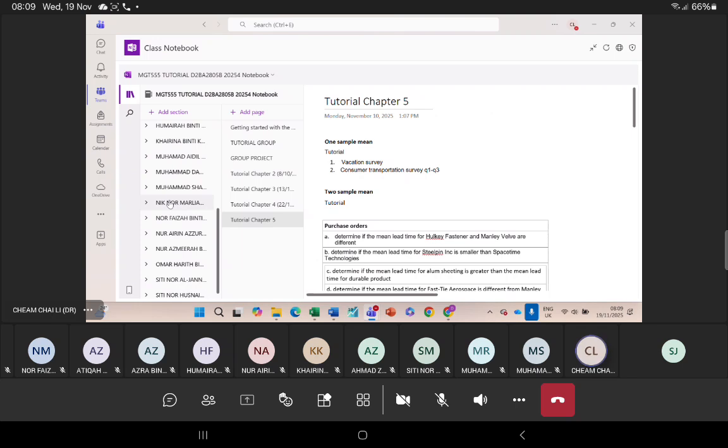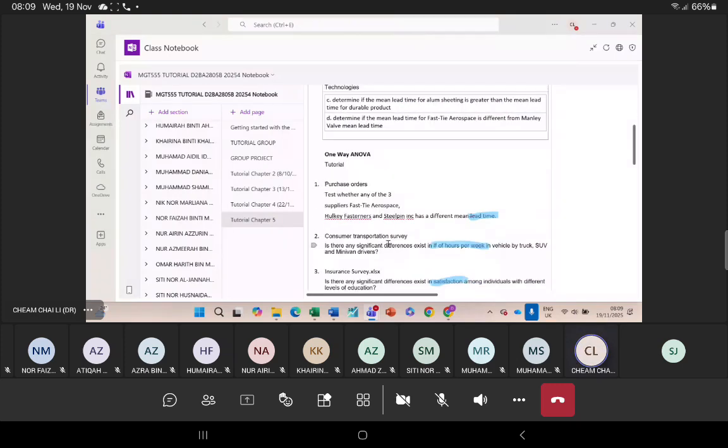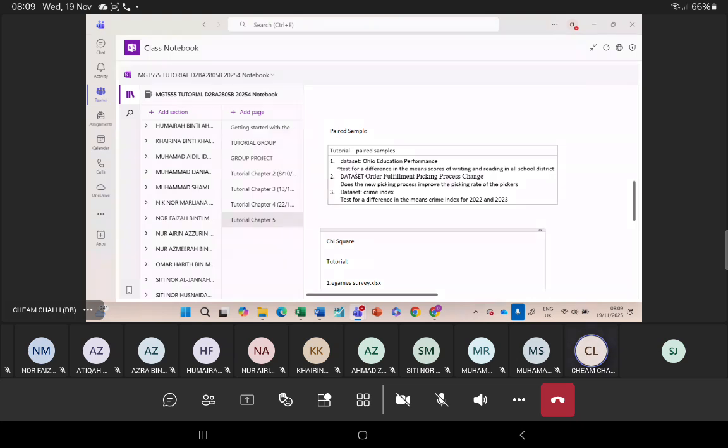Before we look at the answers from the group, maybe we can look at the question here. For PET sample, you see there are 3 questions. So first question, using of higher education performance. And this is the thing that you need to investigate, right? So test for a difference. A difference means in the alternative hypothesis, you need to have a not equal sign, right? So this one is easy. So in the mean score of writing and reading in all school districts.